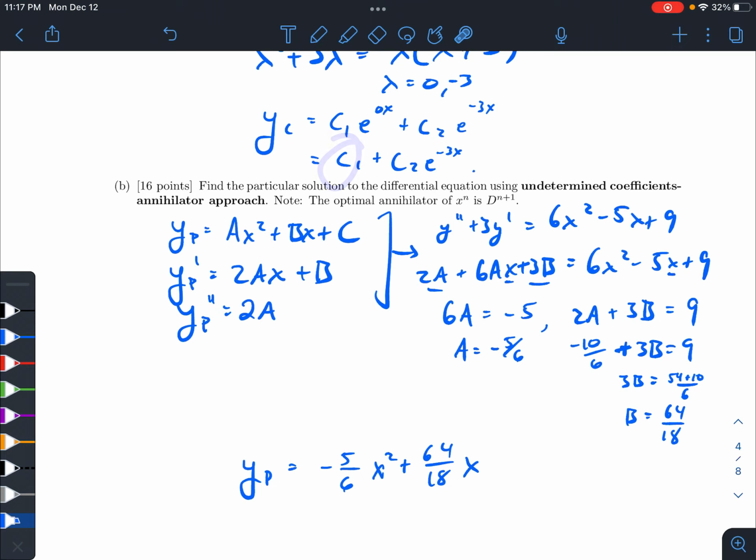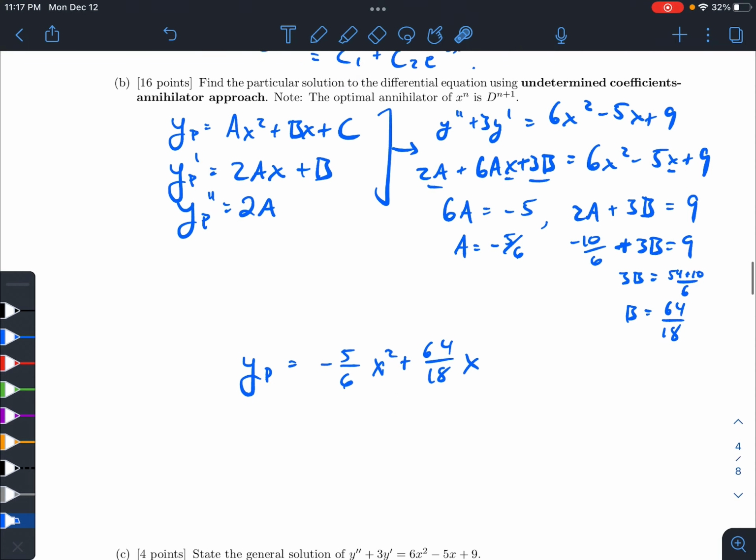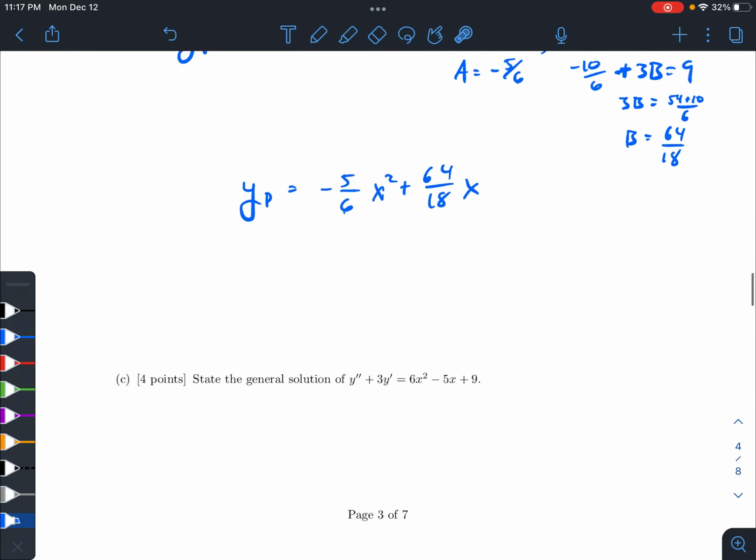Oh, yeah, okay. Because this is a constant up here, so if we were to have this be like a +5, that could technically be absorbed into the homogeneous solution. So yeah, this is actually fine. So this would be our particular solution.